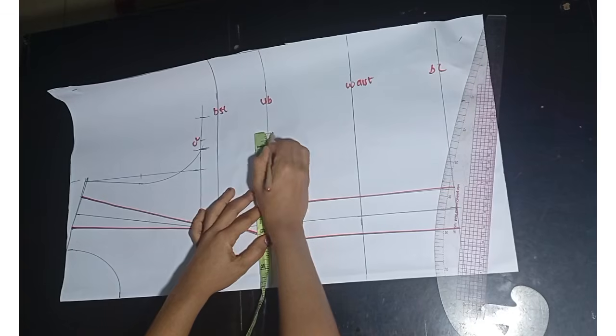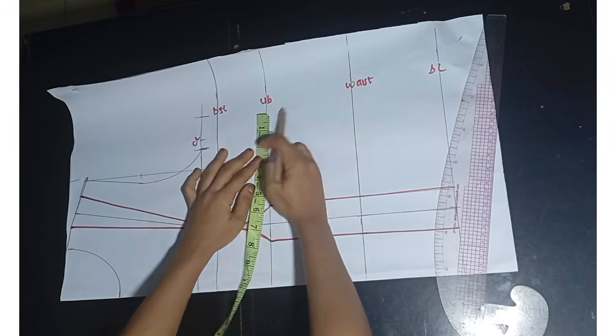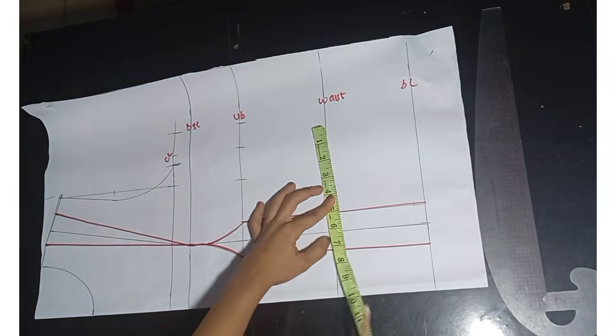Here I'll mark my under bust circumference divided by 4. Measure the dart intake, replace and add my sewing allowance.